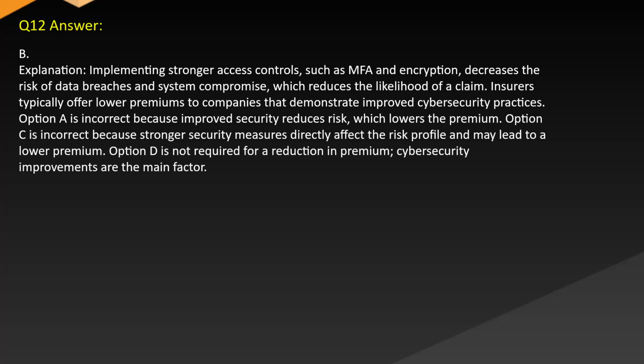Option A is incorrect because improved security reduces risk, which lowers the premium. Option C is incorrect because stronger security measures directly affect the risk profile and may lead to a lower premium. Option D is not required for a reduction in premium, as cybersecurity improvements are the main factor.